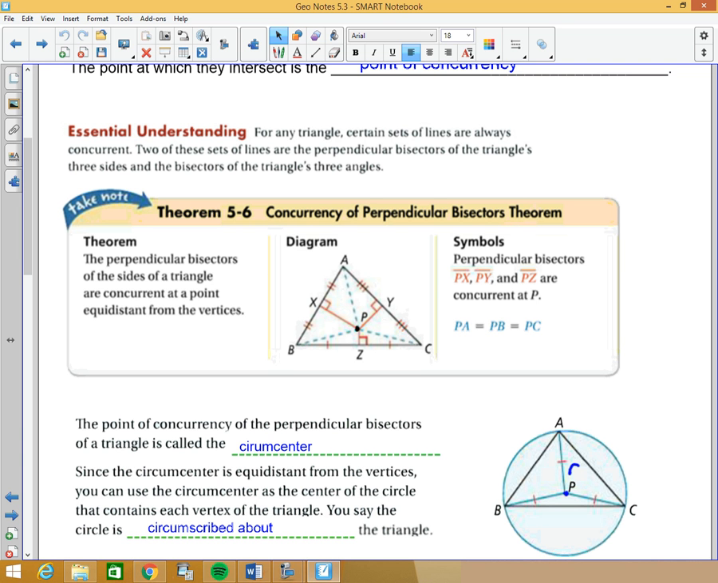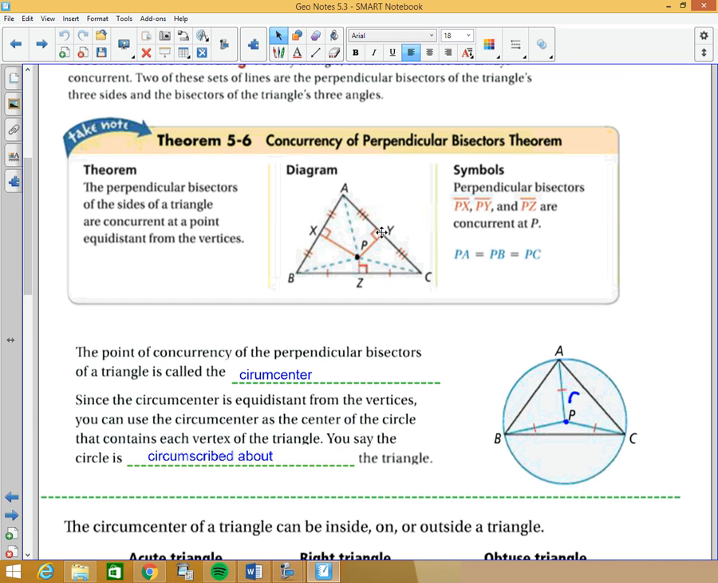Okay, so if you look at this diagram right here, what you'll notice is that if we draw the perpendicular bisectors for triangle ABC, they are concurrent at point P. What happens when we have this concurrency point at point P is that it creates congruent segments right here. Okay, and these congruent segments go from the point of concurrency to the vertices.